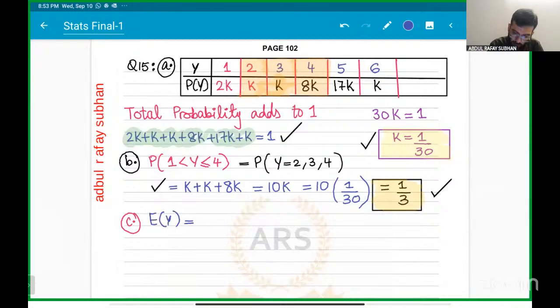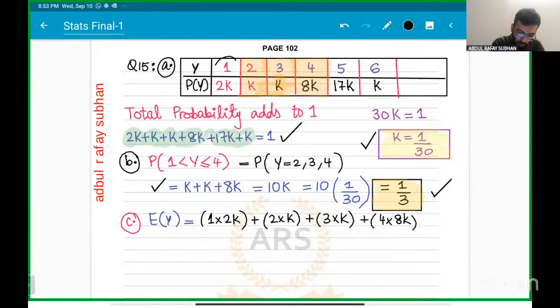Again, the same protocol. Everything multiplies. 1 multiplied by 2k plus 2 multiplied by k, just make sure to show the working, it's better. 3 multiplied by k, just show it one time. 4 multiplied by 8k: 1 times 2k, 2 times k, 3 times k, 4 times 8k. That's how we have to go. Is everyone following? Then it will be 5 times 17k and 6 times k.